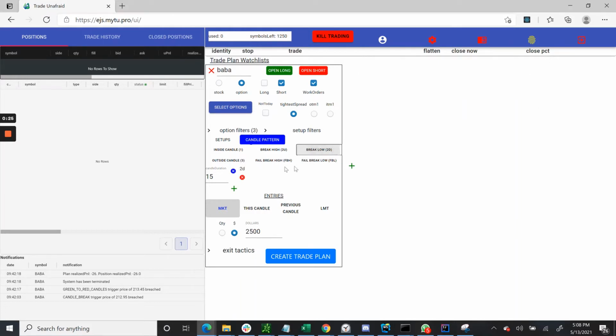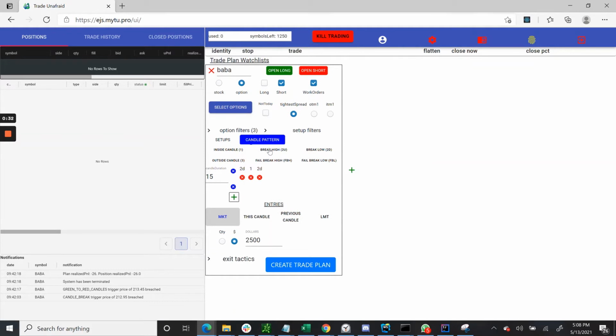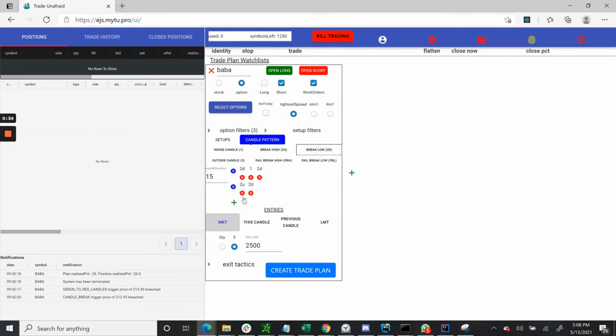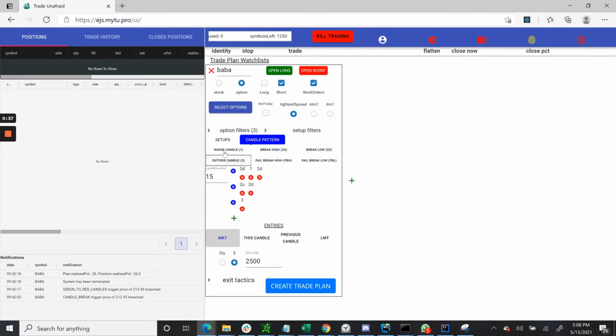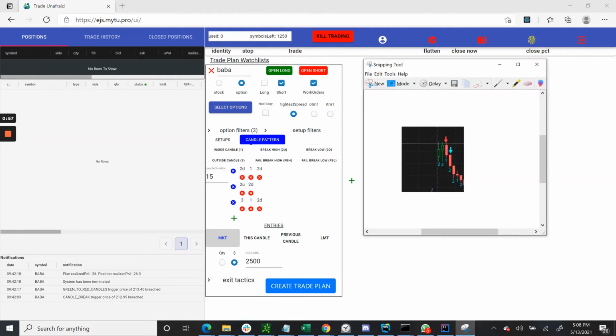So you have 2, 1, 2. So this would be a 2-1-2 continuation pattern. Maybe you'd like to go for a 2 up, 2 down pattern. Maybe 3, 1, 2. You can feed us whatever you would like. The software is smart and agile, and we will realize that, for example, on a 3-1-2, if this turns into a 3-1-1-2, we will continue to look for the 2 down. Right? So let's go through this BABA setup.